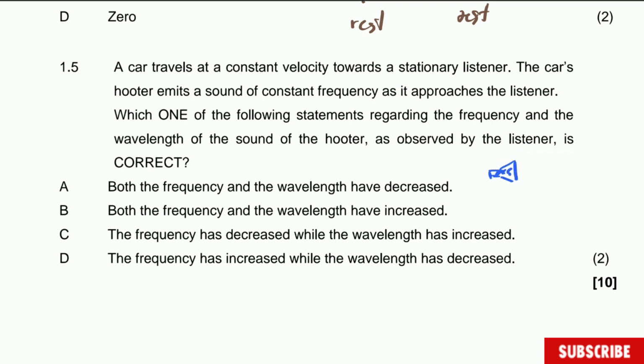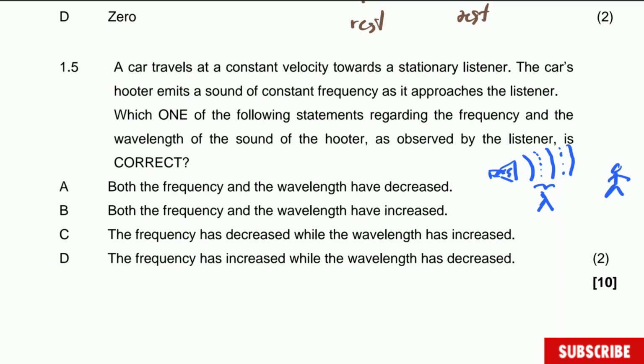So what is happening as he moves towards, remember, he's going to start compressing the wavefront. So the wave becomes shorter and shorter. The wavelengths here become shorter, and as a result, the frequency detected by the listener becomes higher. So both the frequency and the wavelength are decreased? No, because the wavelength becomes shorter, therefore the frequency becomes higher.